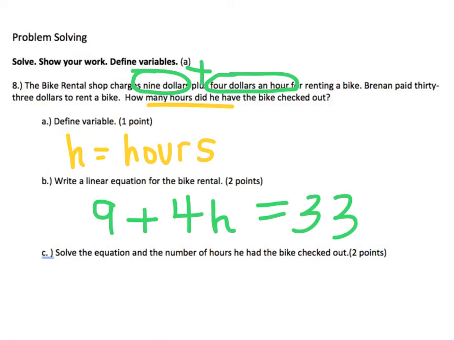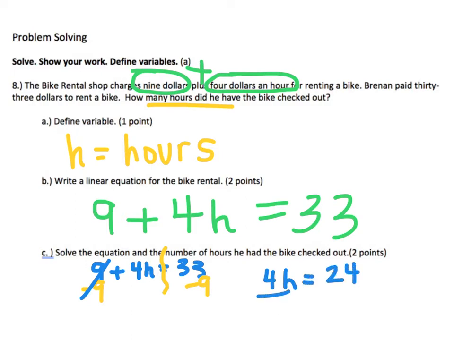Now we're going to solve the equation to find out the number of hours that he had the bike checked out. So our first step would be subtract 9 from both sides of the equation. That cancels out the 9 and leaves us with 4h equals 24. Then we divide both sides by 4. That tells us our answer. Brennan had the bike for 6 hours.